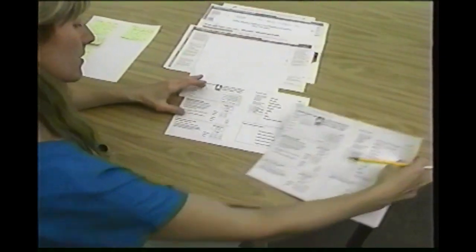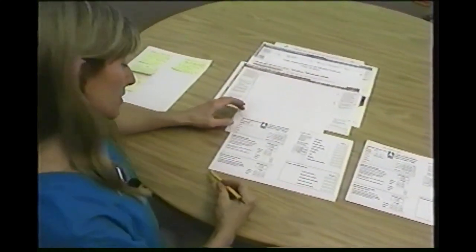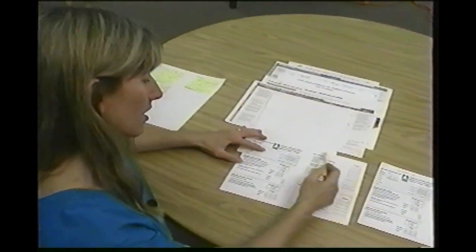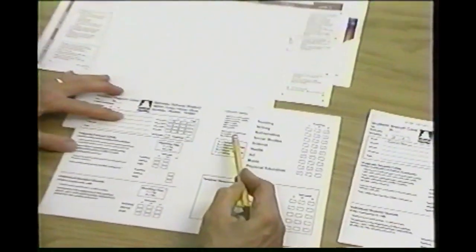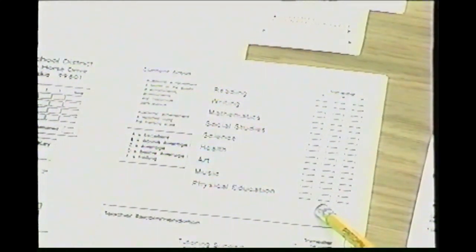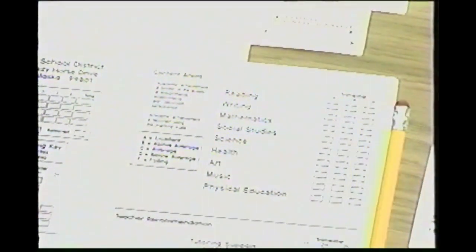The intermediate report card is very similar to the primary. The only real difference is that in the content areas, you're assigning a letter grade of A, B, C, D, or F to the content areas that are being evaluated. There's a second page that I won't be addressing at all.